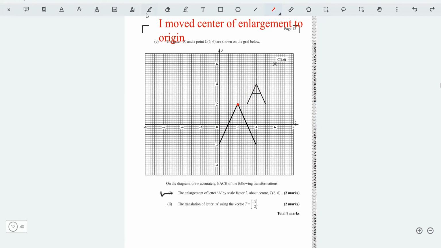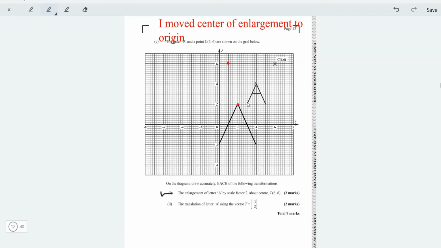Now the next part says we need to translate A. Translation of the letter A using the vector t equals -3, 2. -3 means go to the left: 1, 2, 3 to the left. Then 2 means go up in the upward direction: 1, 2. So this is how we translate this point.